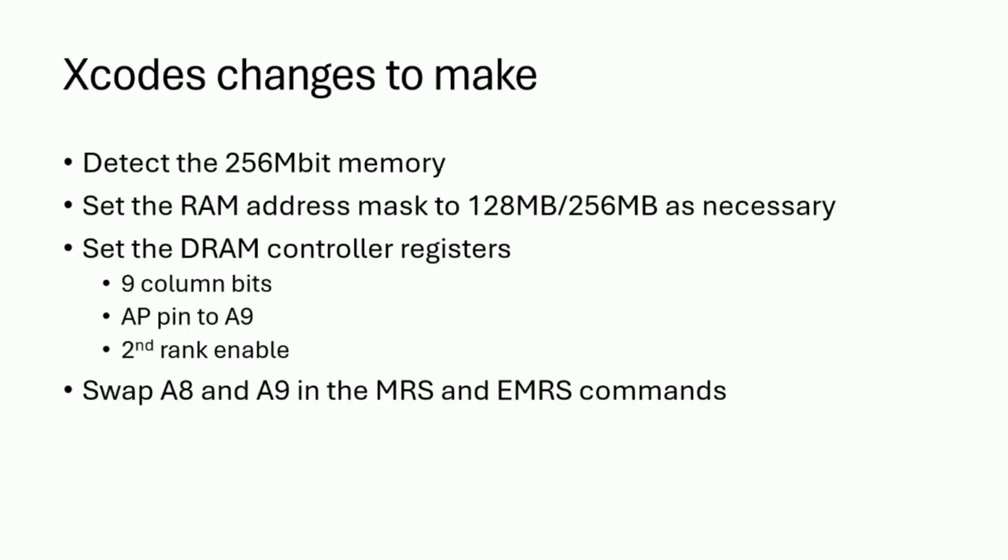So firstly, in the Xcodes, we have to detect that extra memory. In the case that we do have the 256 megabit memory, then we can set the address mask accordingly, depending on how much memory is detected. We reconfigure the DRAM controller for the extra column bits. We reconfigure the auto pre-charge pin to be on A9 instead of A8. And if we detect the full 256 megabytes, then we enable the second rank. This enables the second set of 4 memory modules. And finally, there's the A8 and A9 bits in these two setup commands of the RAM.